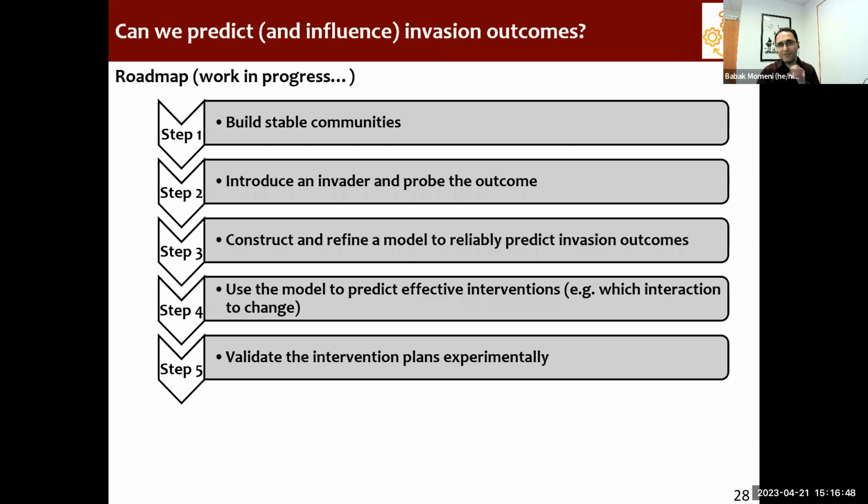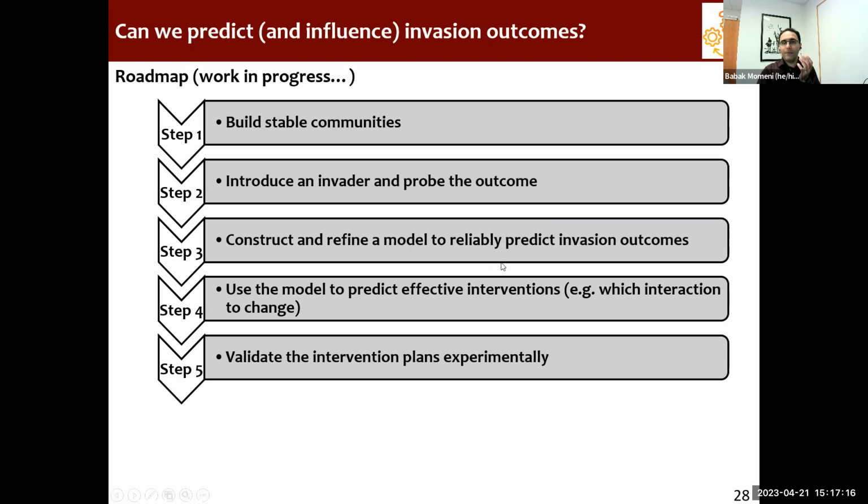One of the graduate students in the lab, Vaishnavi, is doing this job. This is essentially the roadmap of what she's following. She is building stable communities of nasal microbiota in the lab. So these are our baseline resident communities that we can use to investigate different invasion outcomes. Then we introduce an invader and probe the outcome. She's using a fluorescent strain as an invader, which makes it easier to detect what happens to the invader.